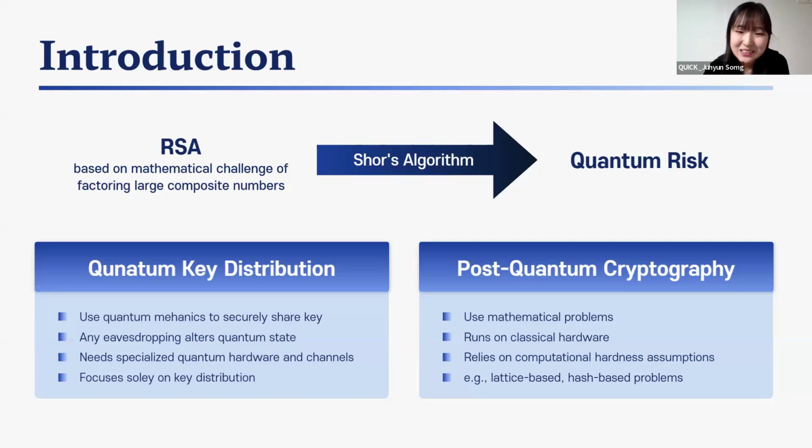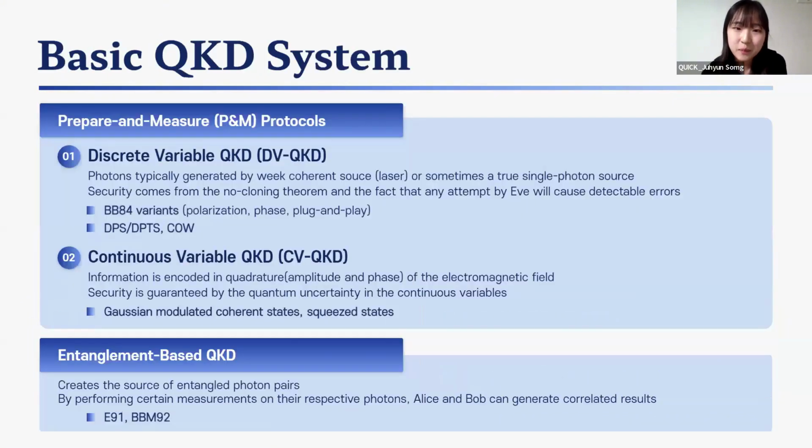So now that we understand the motivation behind QKD, let's take a closer look at how it actually works. There are several QKD protocols we're going to look through. The first one is prepare-and-measure protocols. These protocols rely on preparing quantum states and measuring them to establish a shared key. There are two main categories under this approach.